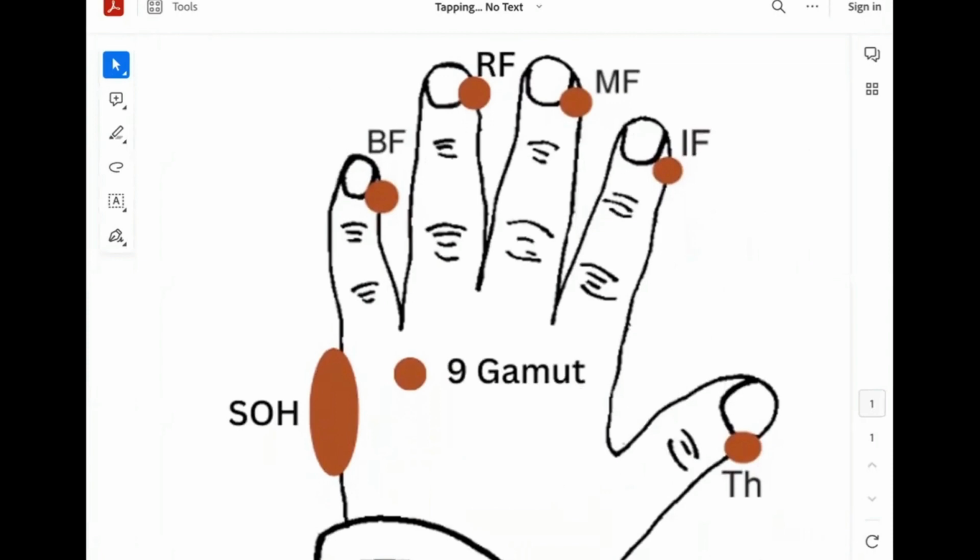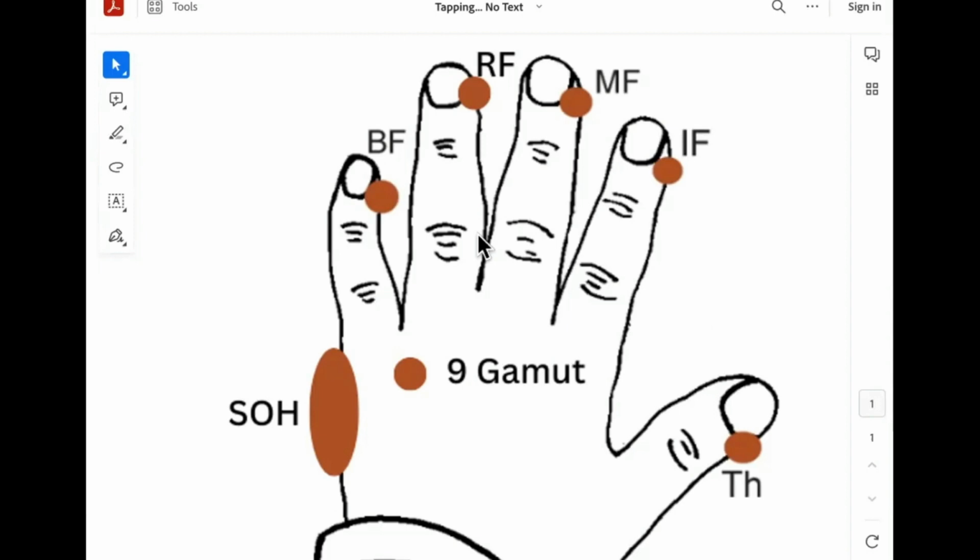So on the hand, there are points on all of the fingers, as well as one point on the back of the hand and one point on the side of the hand. The finger points collectively are called the finger points. And when we do finger tapping, these are the points that I'm going to be referring you to.